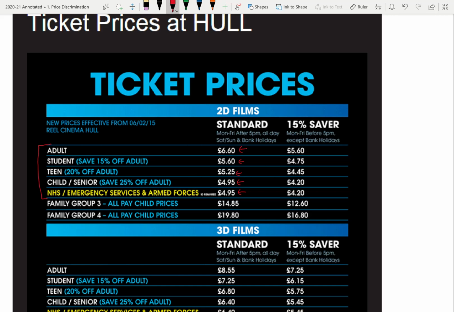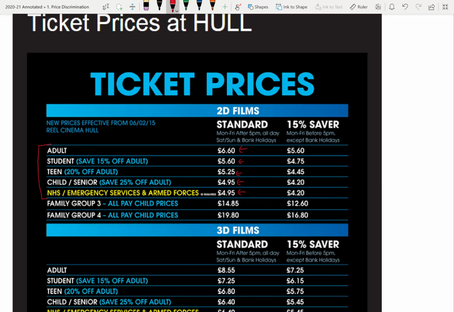In this case, the observable indicator is, for the first four, the age of the person, right? So students are being charged less than adults and teens less than adults, and children and seniors less than adults. And the idea here is that students, teens, children and seniors generally have a lower income than adults and are more price sensitive. And so it makes sense for Real to charge them a lower price. So this is something we'll see later on when we'll derive this result mathematically.